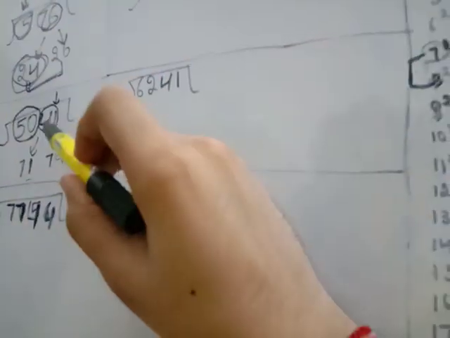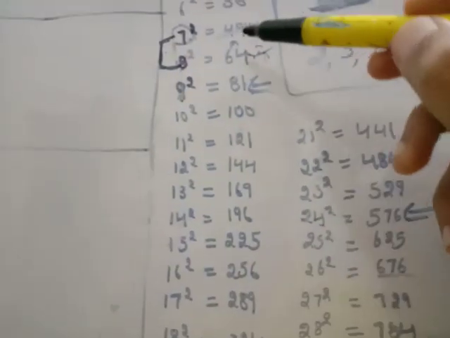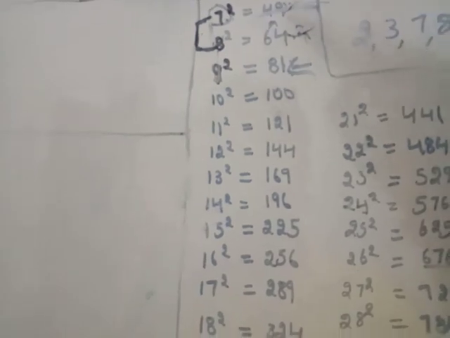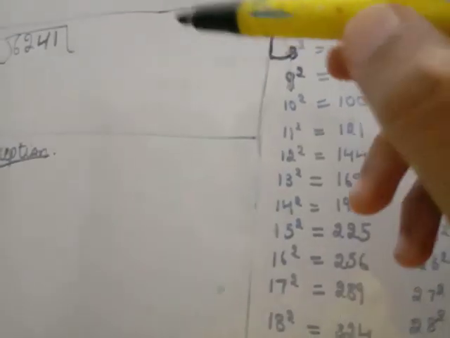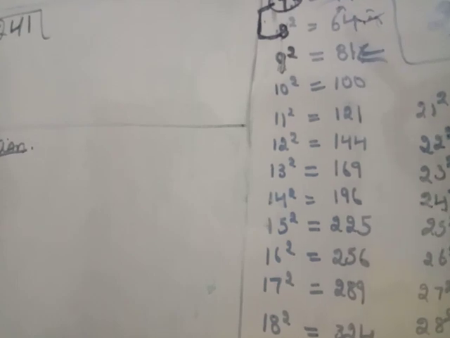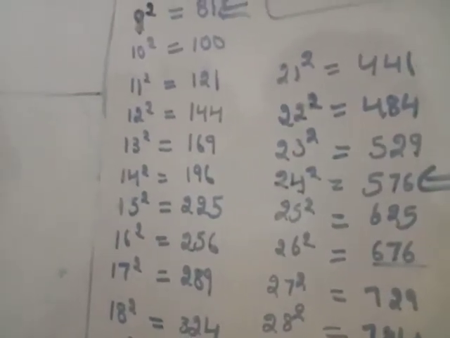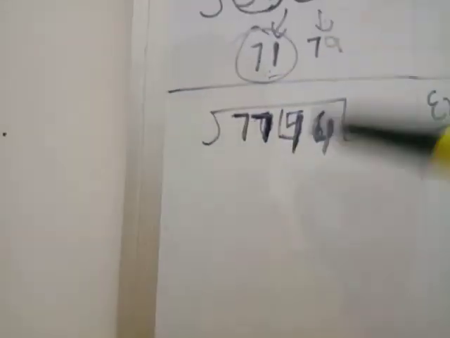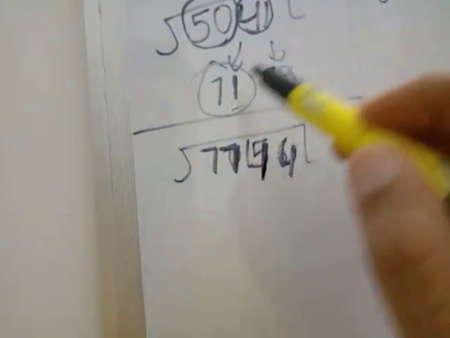Now number 50 lies more closer to 49 as compared to 64, which means 50 lies more closer to the smaller number, that is 7. Between 7 and 8, 50 lies more closer to the square of 7, that is it lies more closer to the smaller number, so pick up the smaller number and this is your answer. You can check your answer on the calculator. So square root of 5041 is 71.